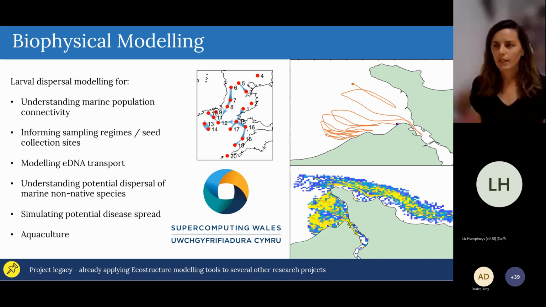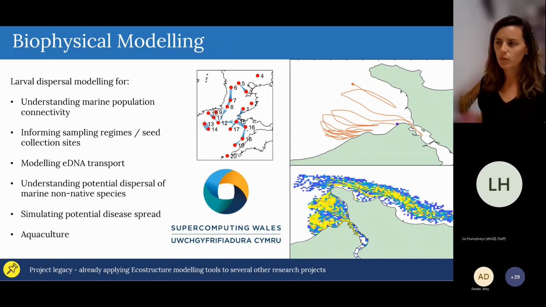The modelling that we've been doing is called biophysical modelling, sometimes referred to as larval dispersal modelling or particle tracking modelling. We have a number of tools and we've developed a number of tools over different projects at the School of Ocean Sciences with many different applications, but basically the fundamentals of biophysical modelling are based on a hydrodynamic model. So we have an ocean model of the Irish Sea, or many of them, and we can apply those at different spatial and temporal scales depending on the research question being asked.